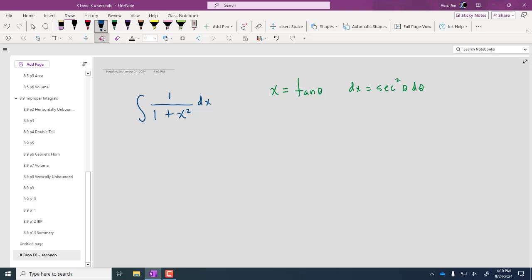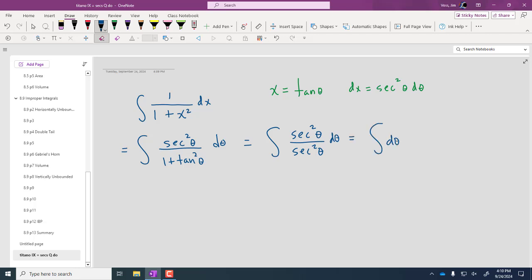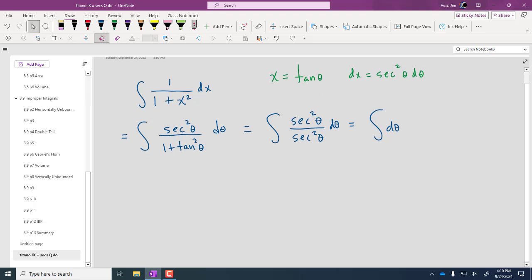If you forget your basic inverses, it doesn't matter, because what's going to happen? Dx is going to be secant squared of theta d theta. Down to the bottom, you get 1 plus tan squared. What's 1 plus tan squared? Secant squared. So you end up getting secant squared of theta divided by secant squared of theta. So you get the integral of d theta, which is theta plus c.